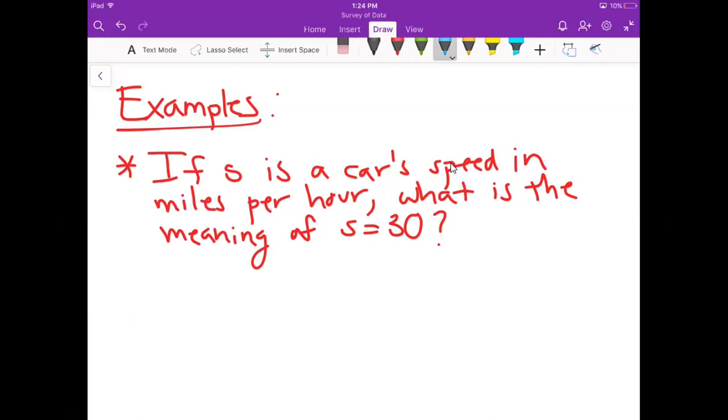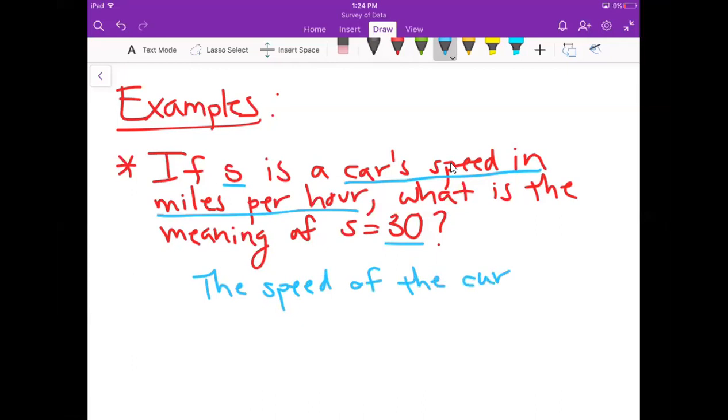So if we set S at 30, then what we want to go back and remember is what S represents. S again is that car's speed in miles per hour. So now all we've done is set that speed to be 30. So this just means again that the speed of the car, and all of these things are going to seem redundant kind of, right? It already said that part in the question.